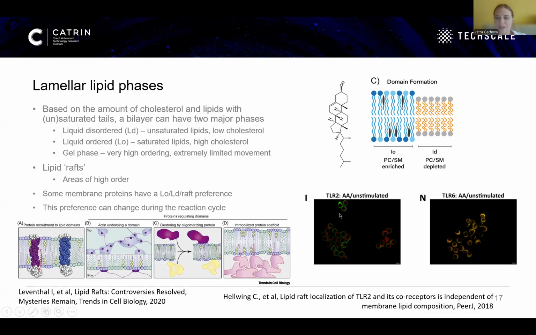So on the picture here, you can see that the lipid ordered phase is stained green, and the protein is stained red. In this picture, you can see some overlap, but they are not completely one-to-one. But in this picture, it's very, very clear. All the cells are orange, so the green of the rafts, or the ordered phase, and the red of the proteins are in the same spot.